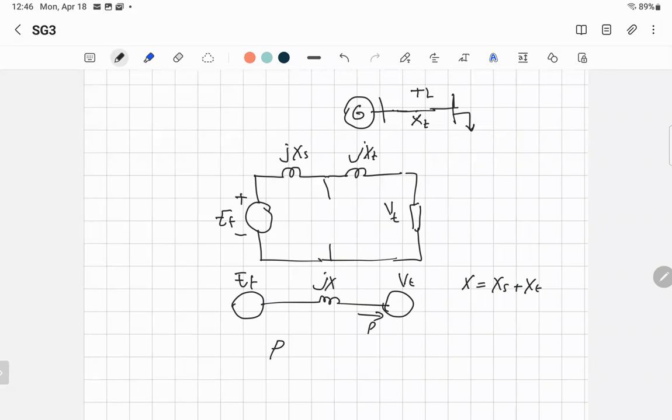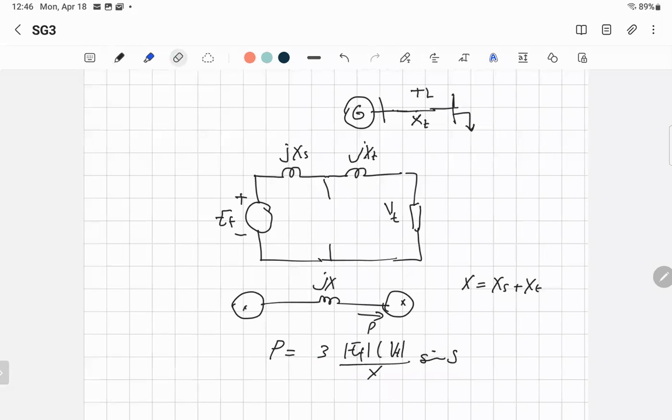The power delivered to the load is equal to 3 times EF, for one voltage, and the other voltage VT, over X only, sine delta. What is delta? Delta is the angle between this voltage and this voltage. And sometimes you will see that a lot.